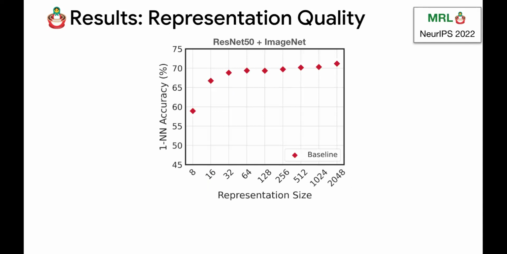So yeah, we do this, and a quick way of testing out a bunch of the questions you guys are asking is, I'm going to train 9 different models for 9 different representation sizes. So 8 dimension, 16, 32, 64, and so on up to 2048 on the same data. And I'm going to evaluate with one nearest neighbor accuracy.